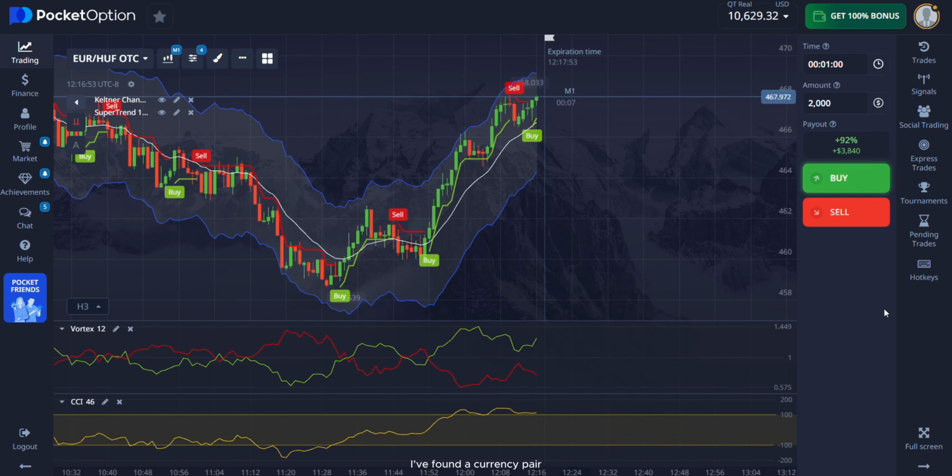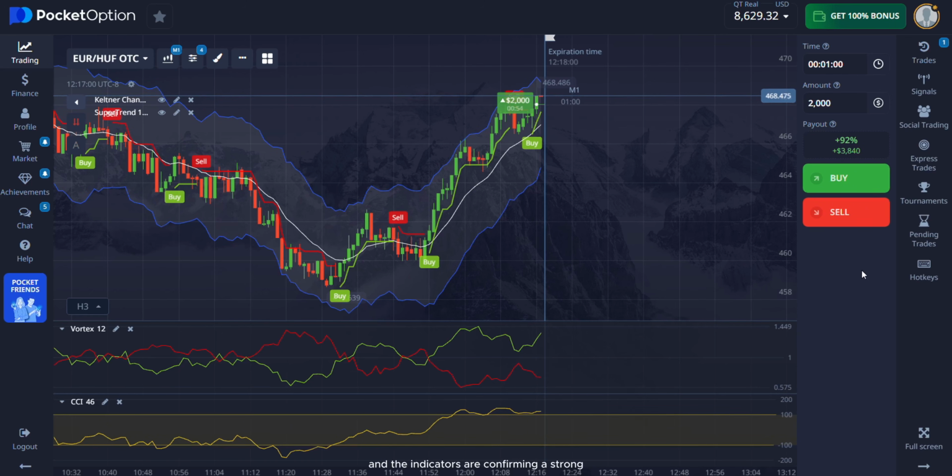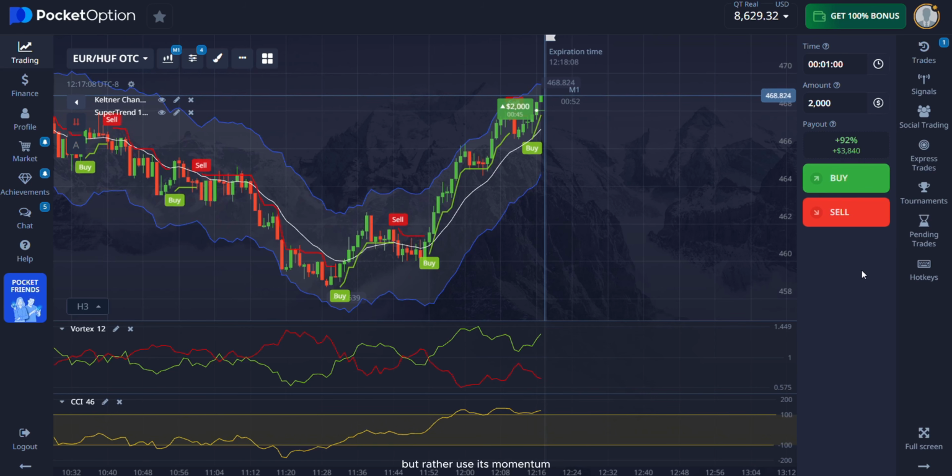I found a currency pair that perfectly meets the conditions. It's showing a well-defined uptrend, and the indicators are confirming a strong and steady upward movement. This is exactly the kind of setup where we don't go against the market, but rather use its momentum to our advantage.